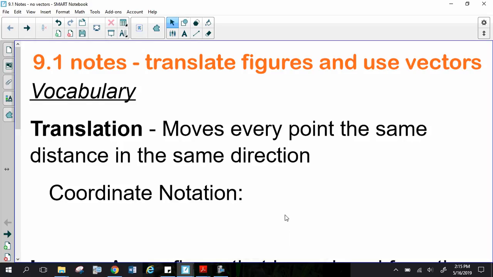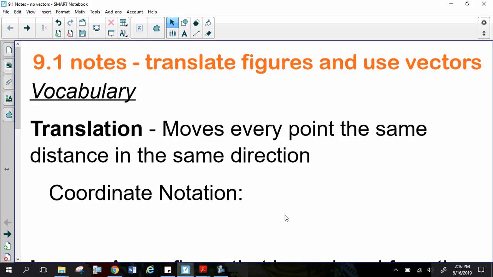All right, today we are going to start our new unit and we are going to be doing transformations. And so we are going to translate figures today. It says and use vectors, but we are not going to use vectors today.